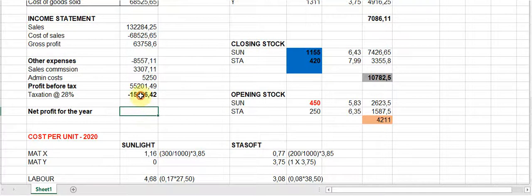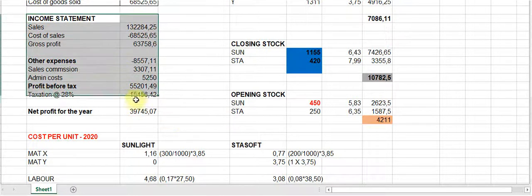Then finally, we need to get to the profit for the year, and that's going to be the profit before tax minus the 28% tax, and that is going to give us a final net profit of 39745 and 7 cents.